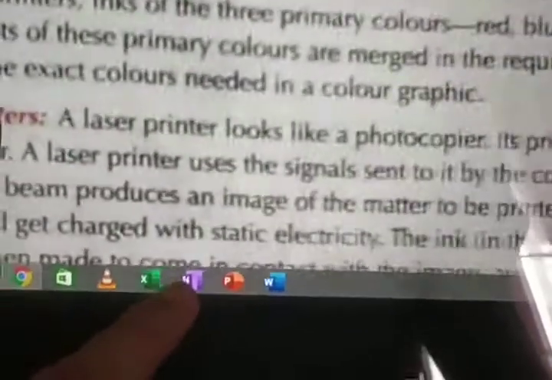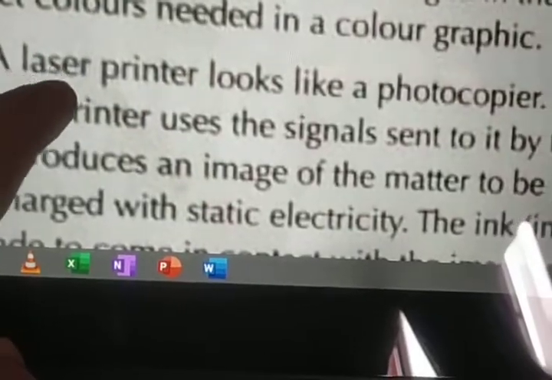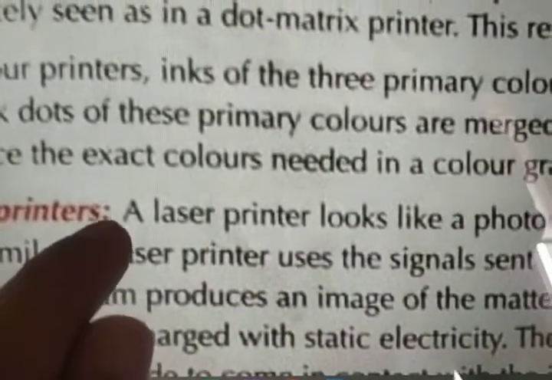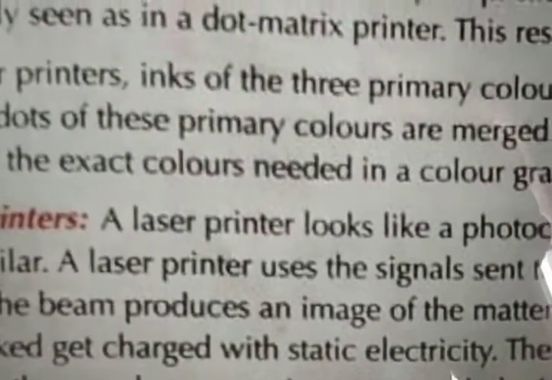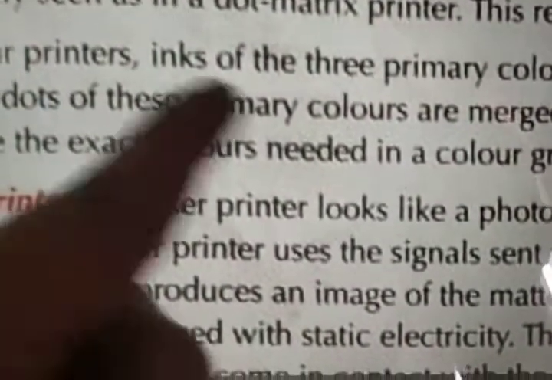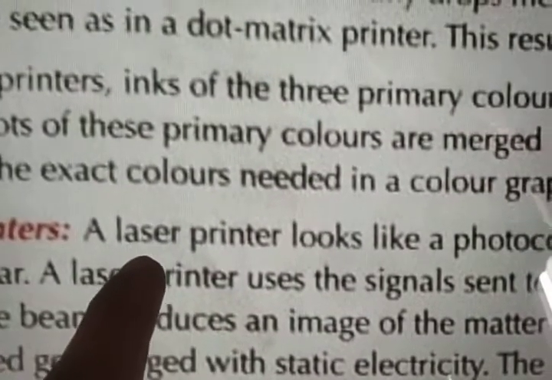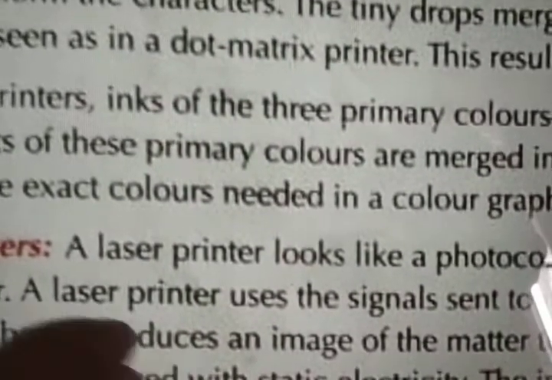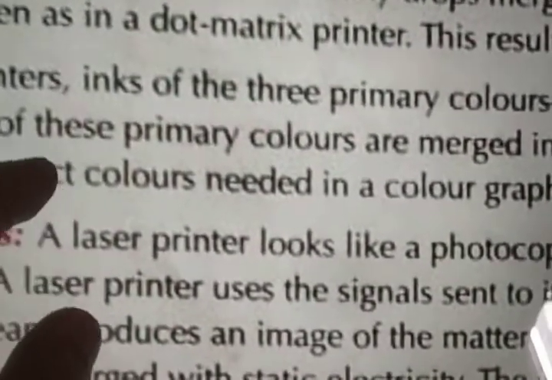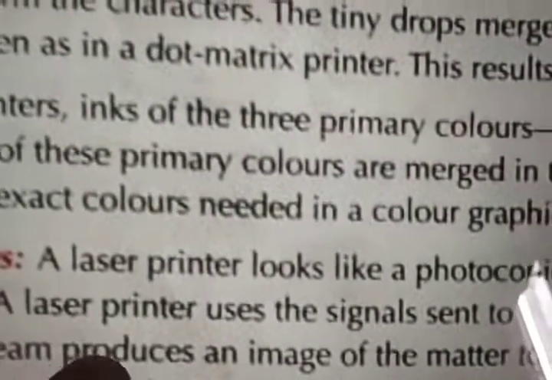See, take a word, laser. The tiny ink droplets from the nozzles are dropped on the paper. After it reaches the paper, it merges. These dots get merged because the ink merges, right? So it becomes a character, and you can't see the dots in it. But in dot matrix you can see the dots. Here you can't see the dots.